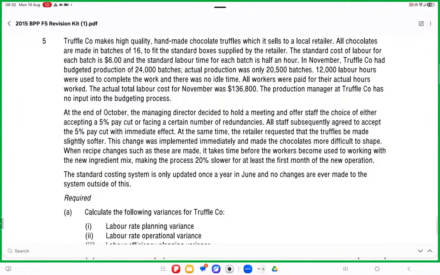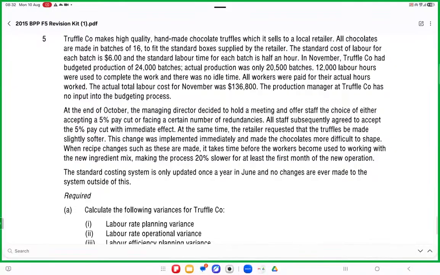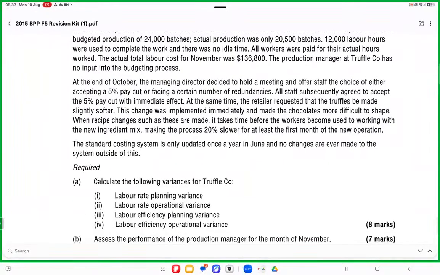So we are told here, at the same time, the retailer requested the truffles be made slightly softer. This change was implemented immediately and made the chocolate more difficult to shape. When recipe changes such as these are made, it takes time before the workers become used to working with the new ingredient mix, making the process 20% slower for at least the first month of the new operation. The standard costing system is only updated once a year in June, and no changes are made to the system outside of this. Now, you can see this is a budget we had made earlier on, and now we have got two critical changes. Which changes are these?